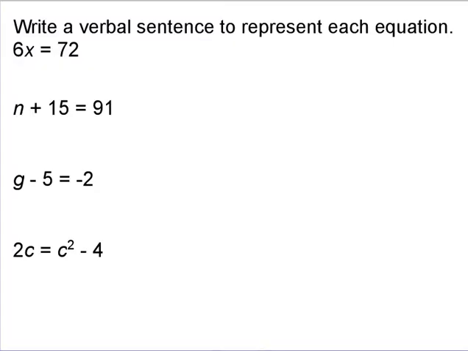All right, write a verbal sentence to represent each equation. So we're going to do the reverse. Okay, we're going to do the flip of this. So 6x equals 72. So what would this be? Yeah? 6 times a number equals 72. For some reason I was thinking I had it there. Maybe I didn't. Okay. So 6 times a number is 72.